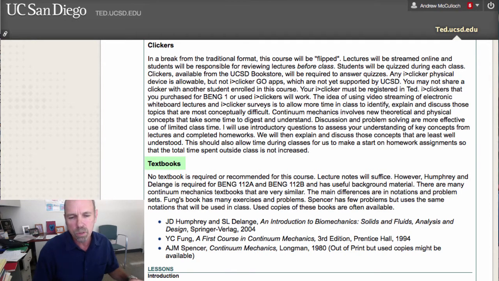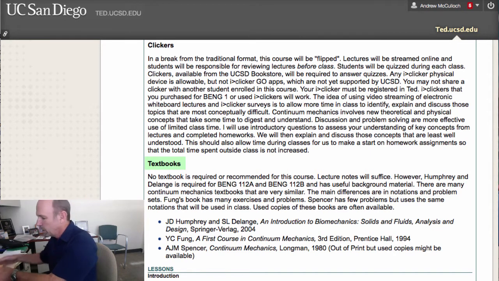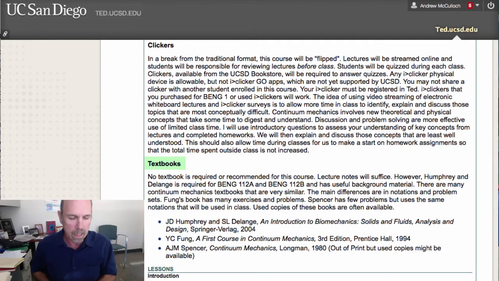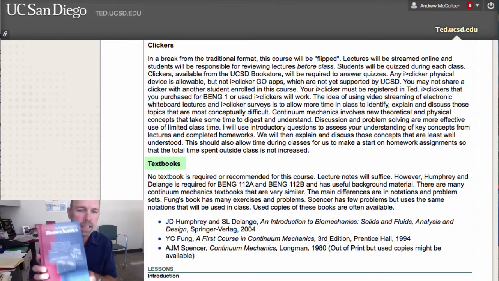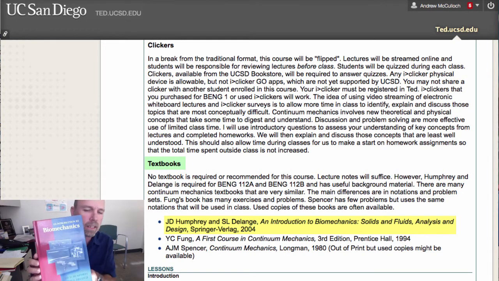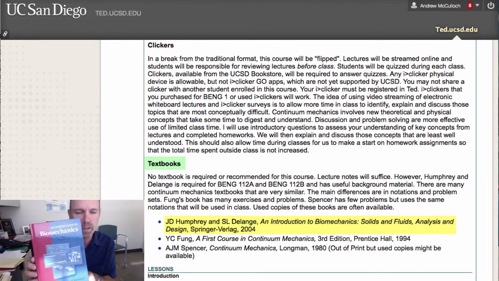There's no required textbook for this course, but there are a few books that if you're interested in, you could potentially use. In fact, there are many books on continuum mechanics, and if you find any book on continuum mechanics that you like, it will probably be more than satisfactory for this course. But as I said, none is required. If you do want to buy a book, this book by Humphrey and DeLange, An Introduction to Biomechanics, Solids and Fluids, Analysis and Design, is the book that is supposed to be required next quarter and in the spring for BE 112 A and B.